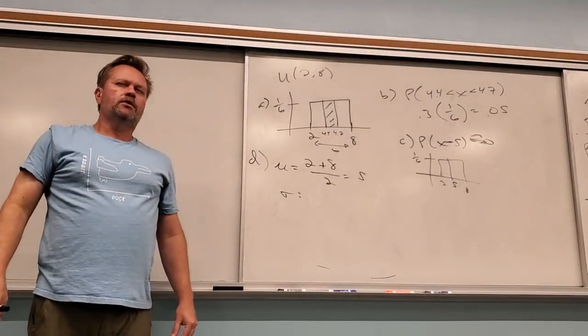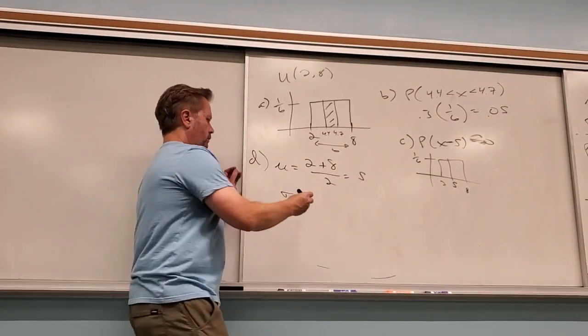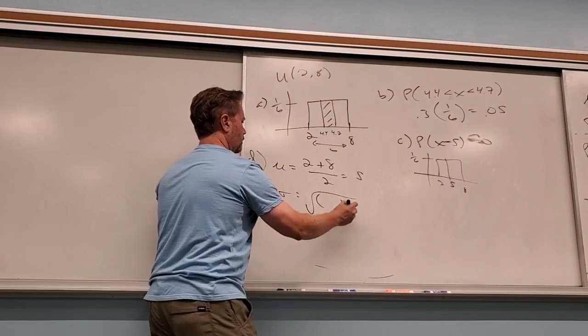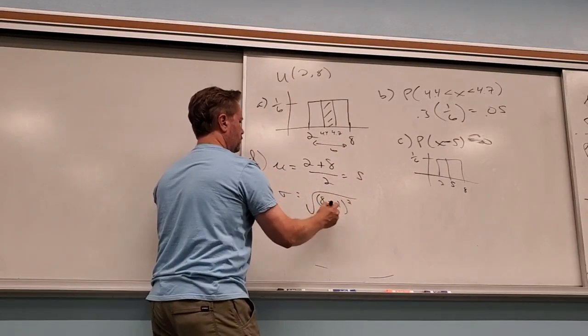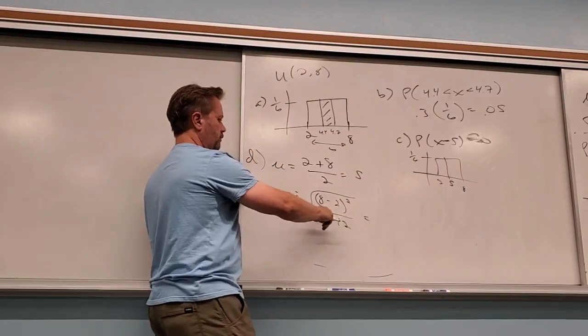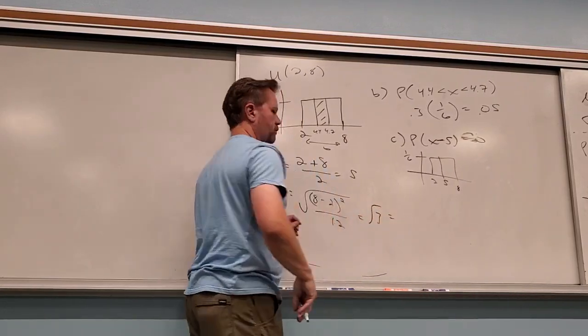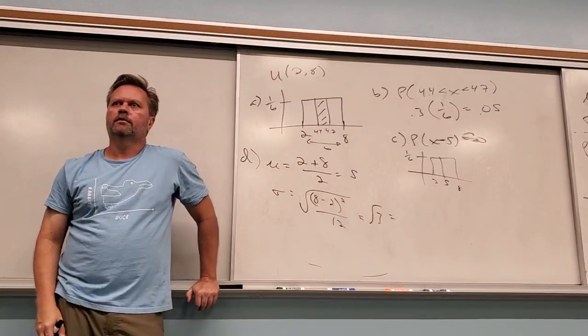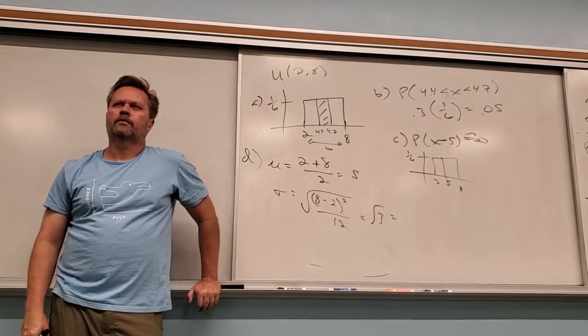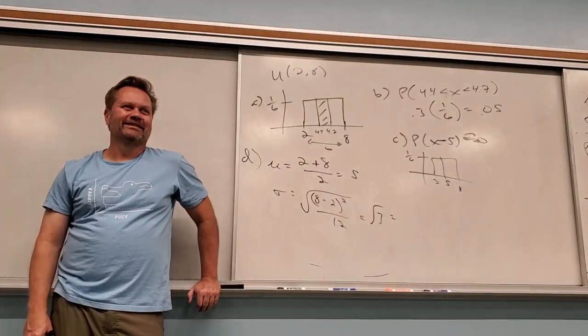Who remembers this standard deviation formula? You don't have to know it, but it's B minus A squared over 12. B minus A is 6, squared is 36, divided by 12 is 3. Square root of 3 is, I don't remember. Why is it 12 though? Where did that come from?